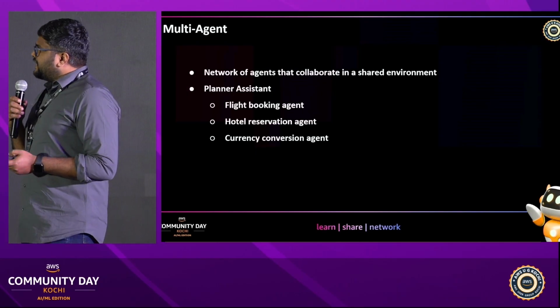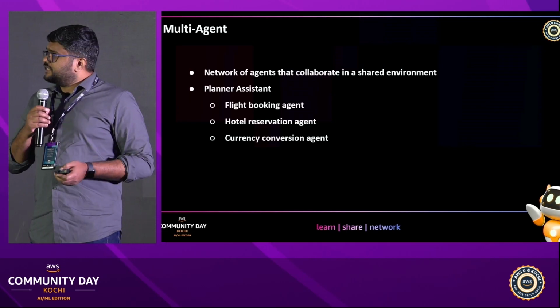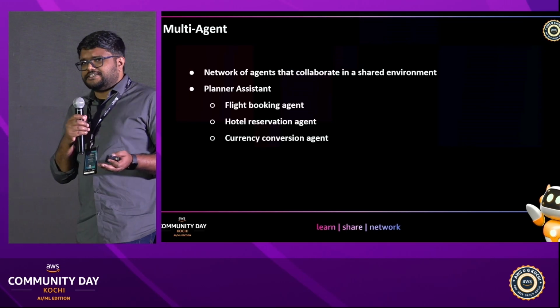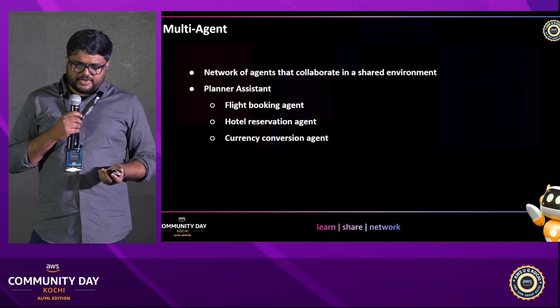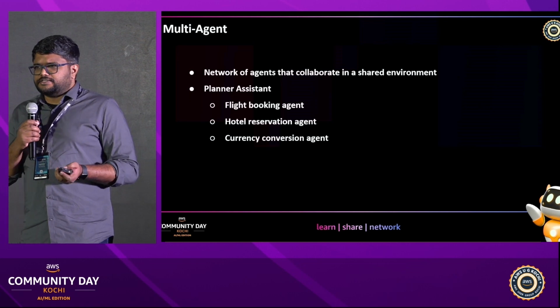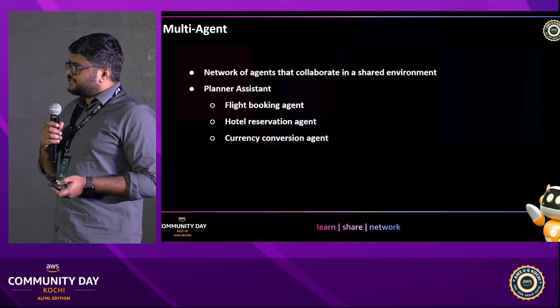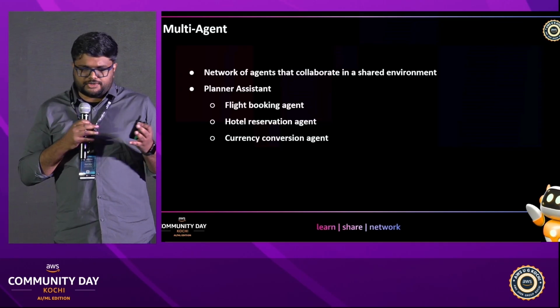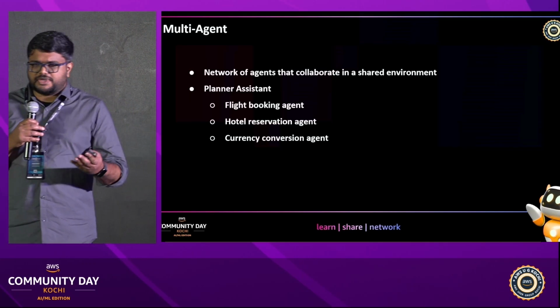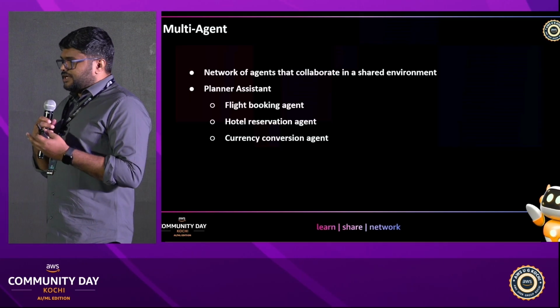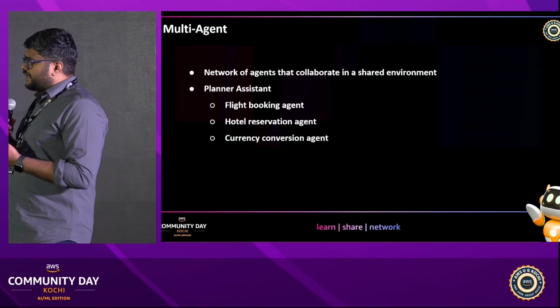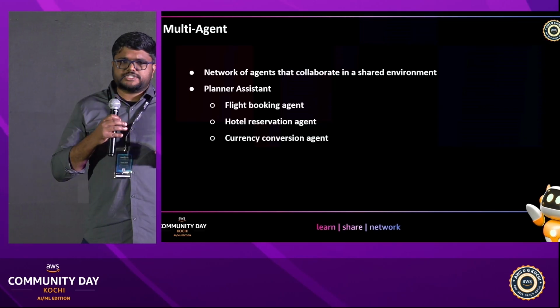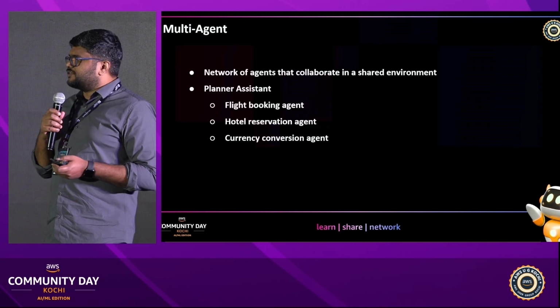For multi-agent, it's a network of agents. Think about a travel planner assistant application, where a single agent doesn't really suffice for the requirements. You would need a flight booking agent whose responsibility will be to talk to the flight booking app and its APIs. You would have a hotel reservation agent. You would have a currency conversion agent. All of these comprise a multi-agent ecosystem.